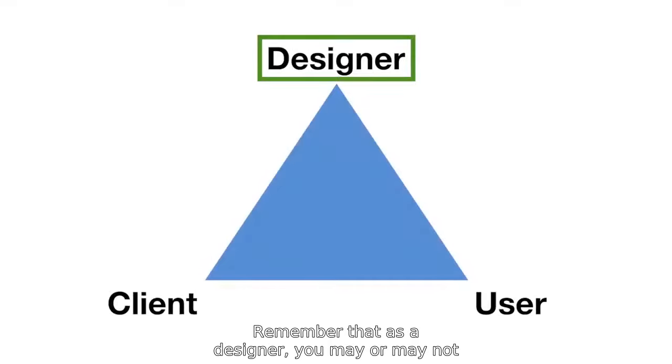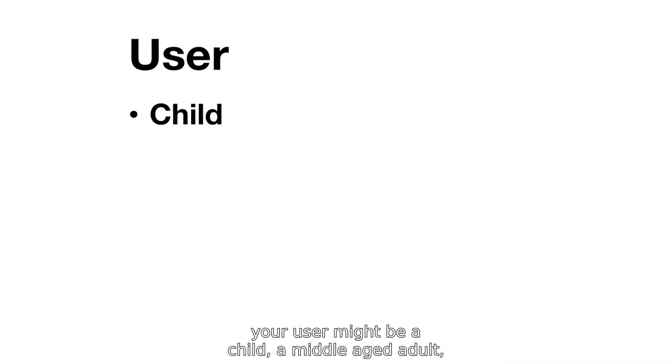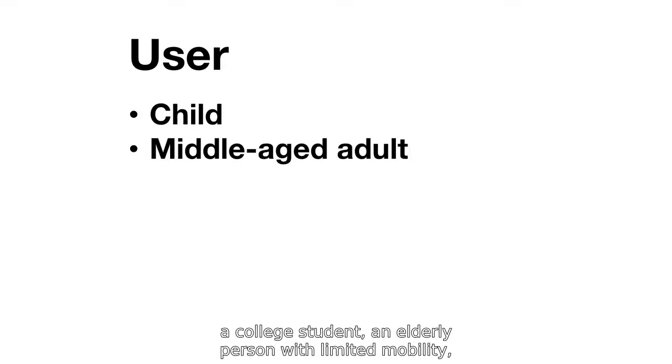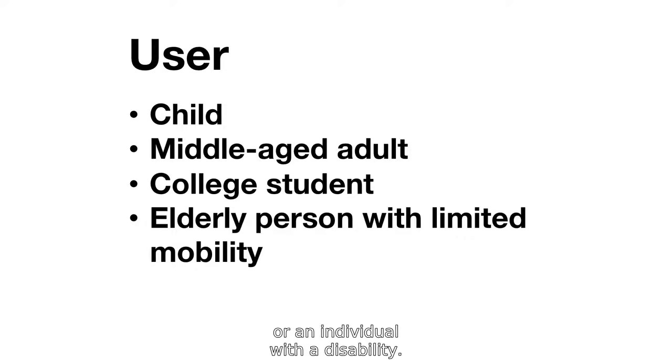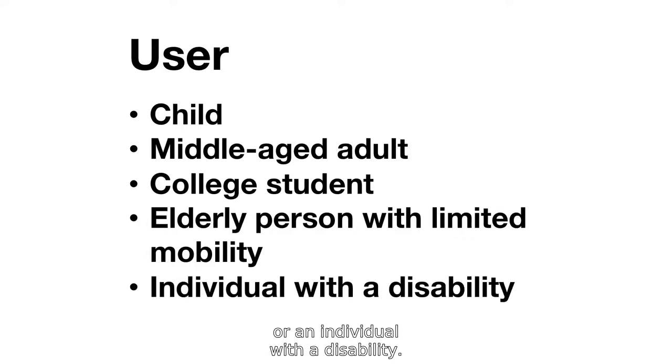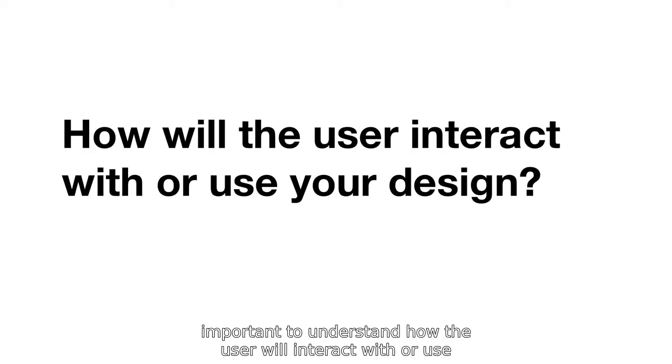Remember that as a designer, you may or may not be the primary user. Depending on the type of project you're working on, your user might be a child, a middle-aged adult, a college student, an elderly person with limited mobility, or an individual with a disability. In addition to thinking about who is the user for your device, it is also important to understand how the user will interact with or use your design.